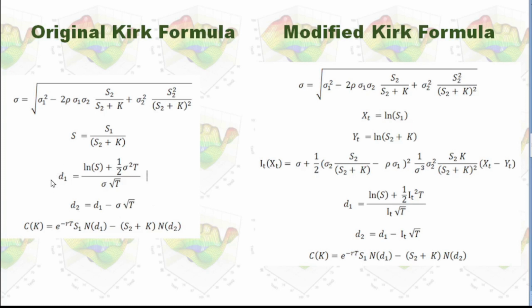And you can see in this d1 formula, instead of using sigma here, we use I_T. Sigma was replaced by I_T. And also when we calculate d2, this sigma is replaced by I_T as well. And after we calculate d1 and d2, C_K will be calculated with the same formula.